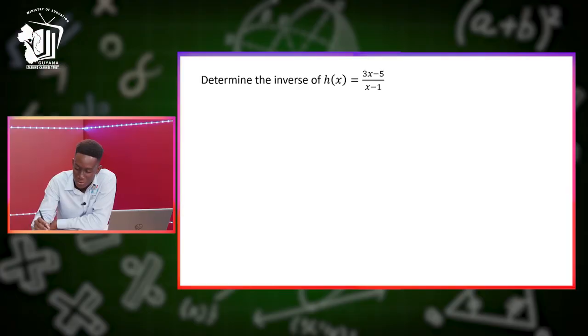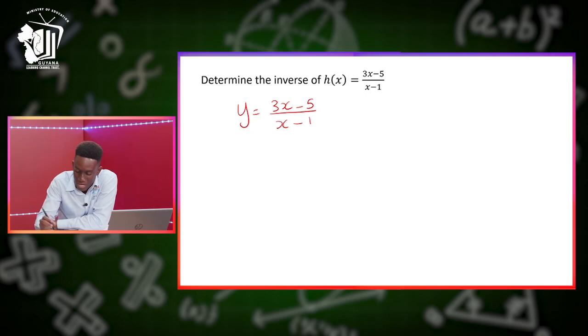So let's look at that. The first thing we want to do, we want to replace h of x with y. So we'll have y is equal to 3x minus 5, all divided by x minus 1. And then step 2, we interchange the x and the y.